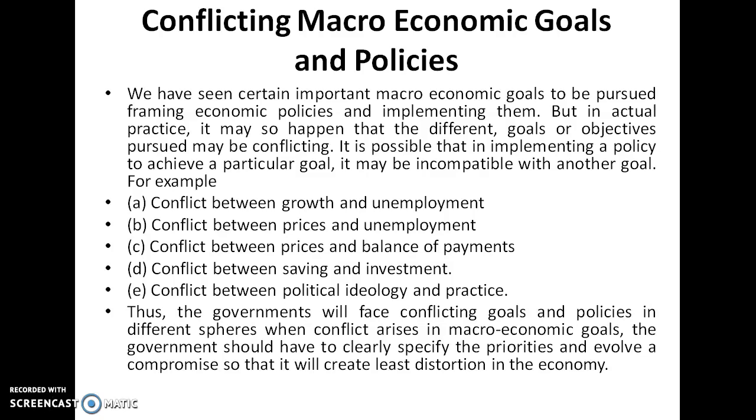For example, conflict between growth and unemployment, conflict between price and unemployment, conflict between prices and balance of payment, conflict between saving and investment, conflict between political ideology and its practice in the real sense. Thus, the government will face conflicting goals and policies in different spheres. When conflict arises in macroeconomic goals, the government should clearly specify the priorities and evolve a compromise so that it can create the least distortion in the economy.